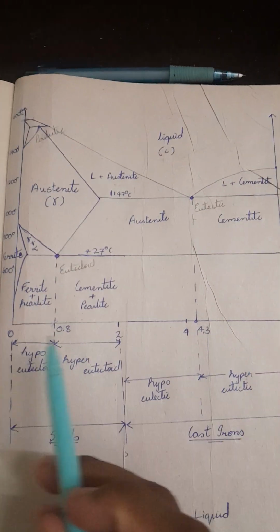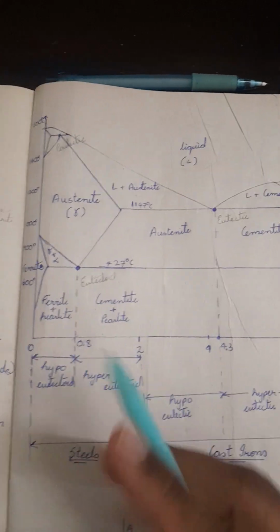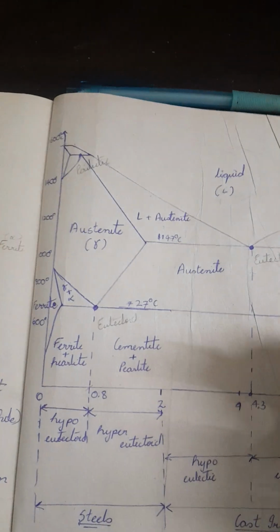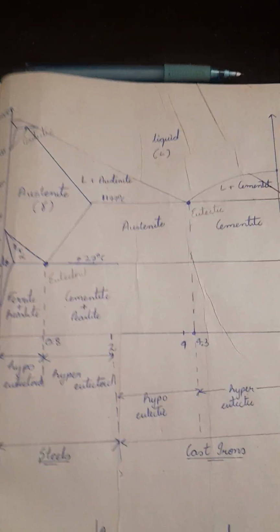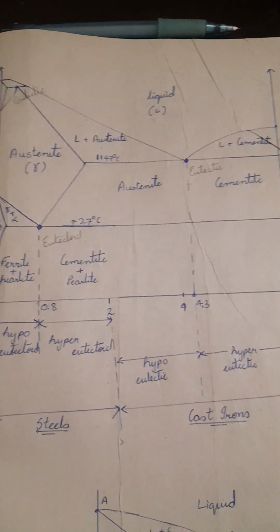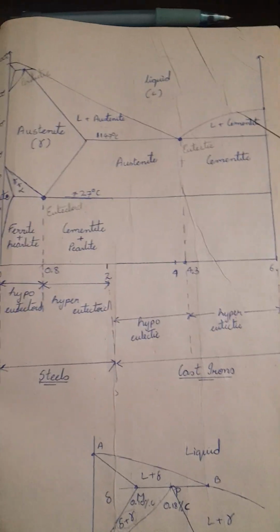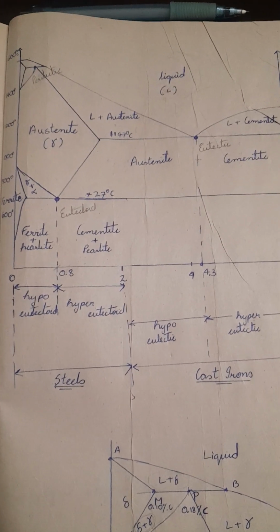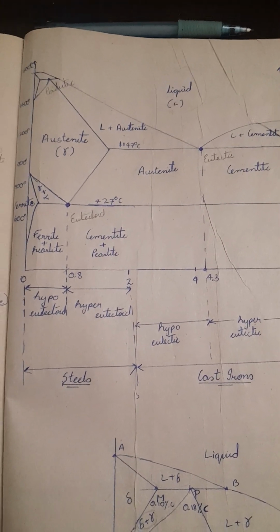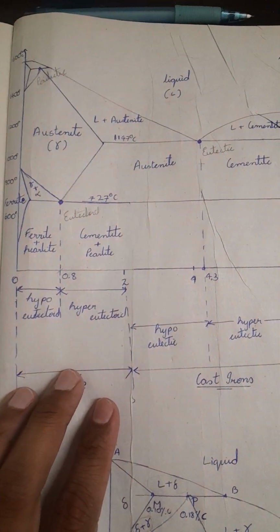On the x-axis, you have the composition of carbon, and on the y-axis, you have the temperature in degrees Celsius. Now, one thing we need to know is that any alloy with a carbon percentage of less than 2% is called steel.